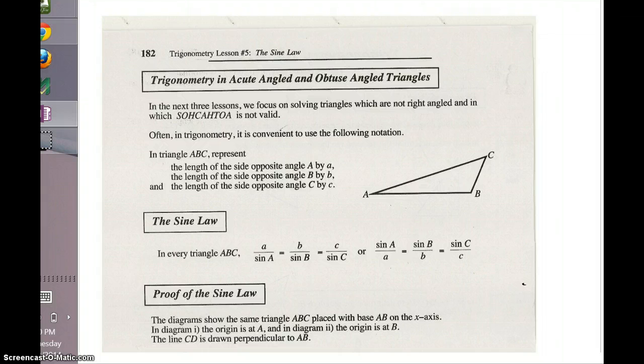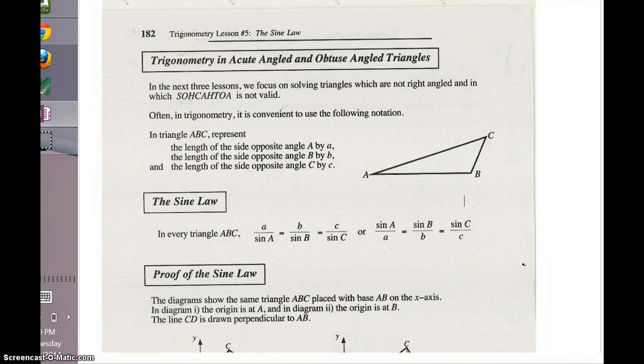What we did today was we went through page 181, and there is another link. So if you haven't watched 181 yet, please do so. This is the second part of the lesson today, and this lesson is the one where we actually get to figure out sides and angles that are not 90 degrees.